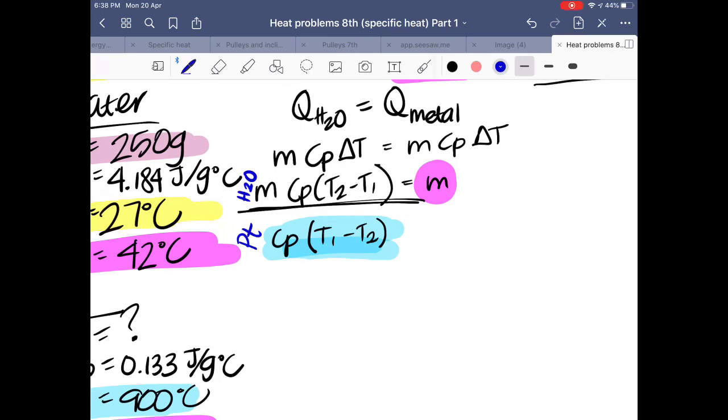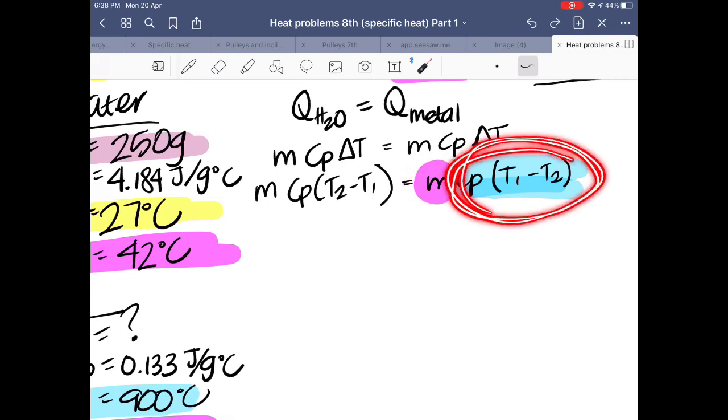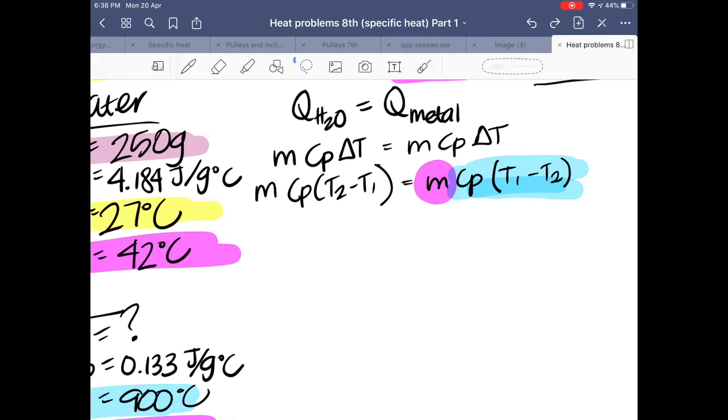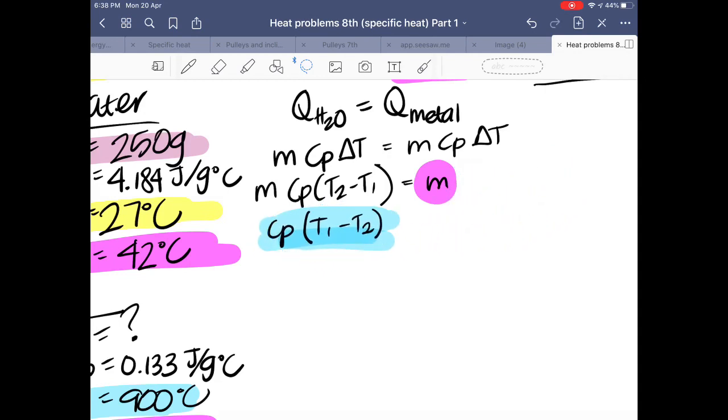Again, you're searching for the mass of the metal. So if you're searching for the mass of the metal and it's multiplying the rest of it, it means that according to your equation rules, you'll pass this whole thing to the other side, dividing. Okay? And let's remember again, water and platinum.